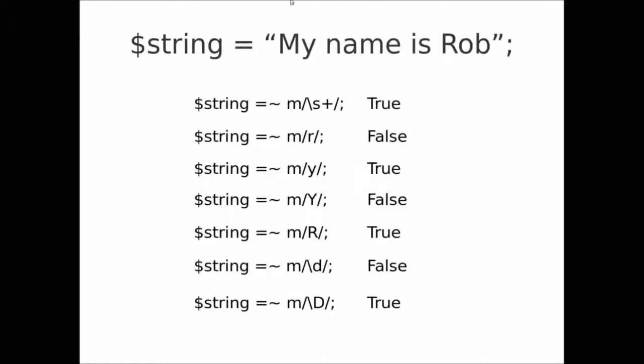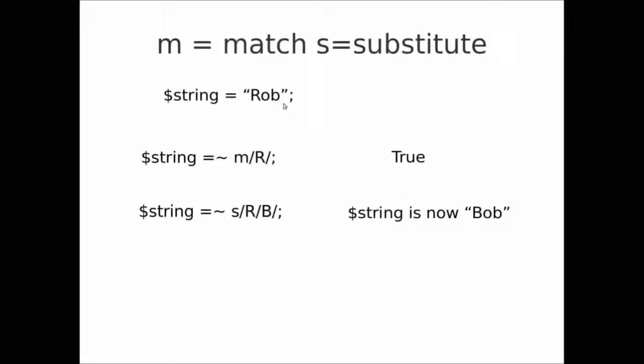Okay, so in each of these cases, we use the same nomenclature. We have an equals, a tilde, and this match character. We use M for match and S for substitute. So if we start with a simple string like Rob, and we say match capital R, that's true. If we say S, that means substitute, a capital R for a capital B, our string now becomes Bob.